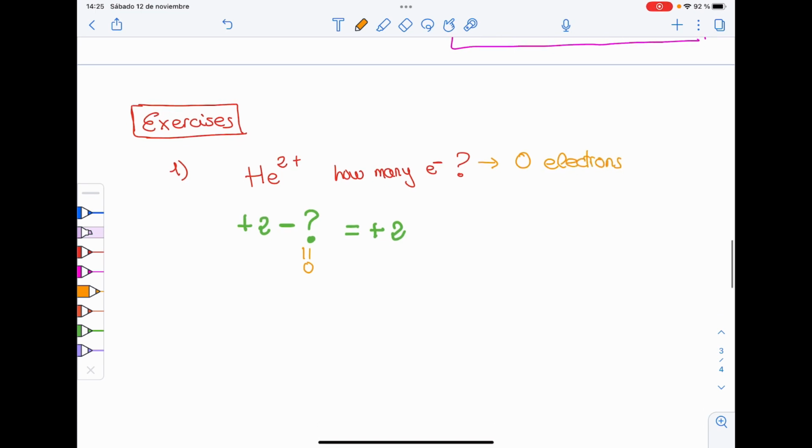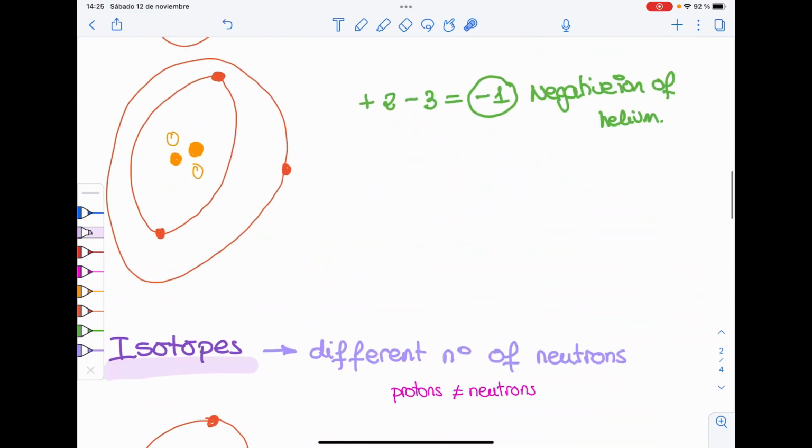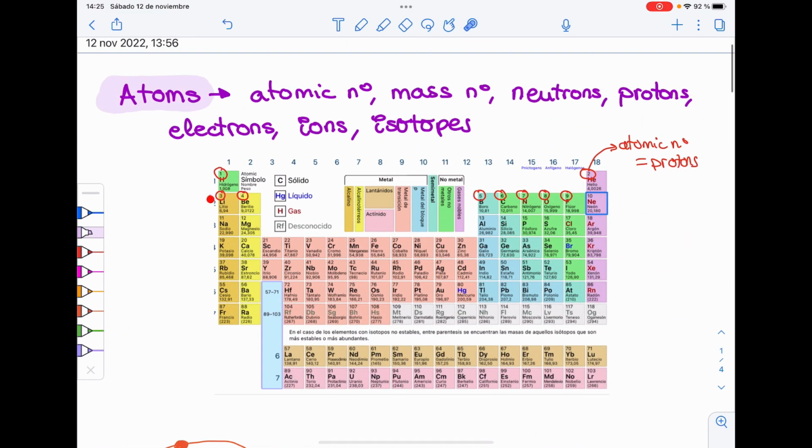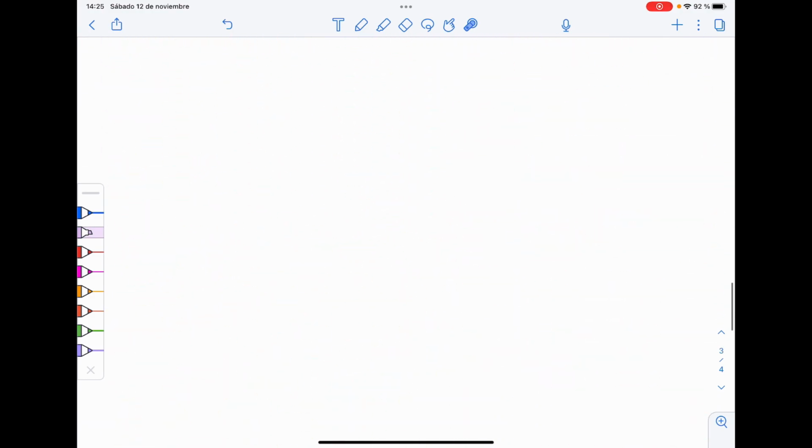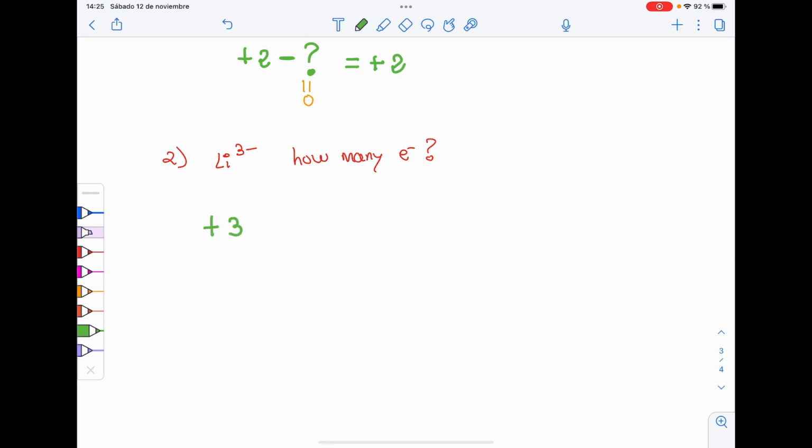Okay, let's see another example. Let's say that I have lithium -3. Okay, so how many electrons do I have in this case? I need to go to the periodic table and see. Okay, lithium has an atomic number of 3. This means that it has 3 protons, like before, okay? 3 protons. I don't know how many electrons, that's why they're asking me, and I know that it has a charge of -3.